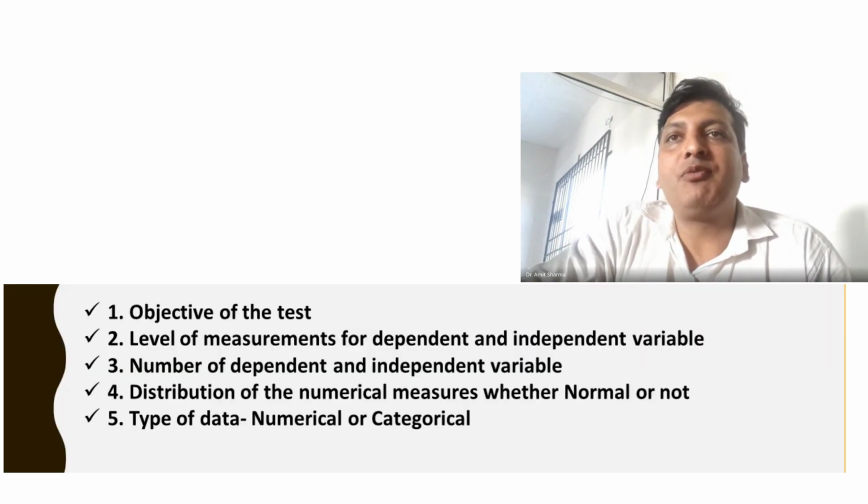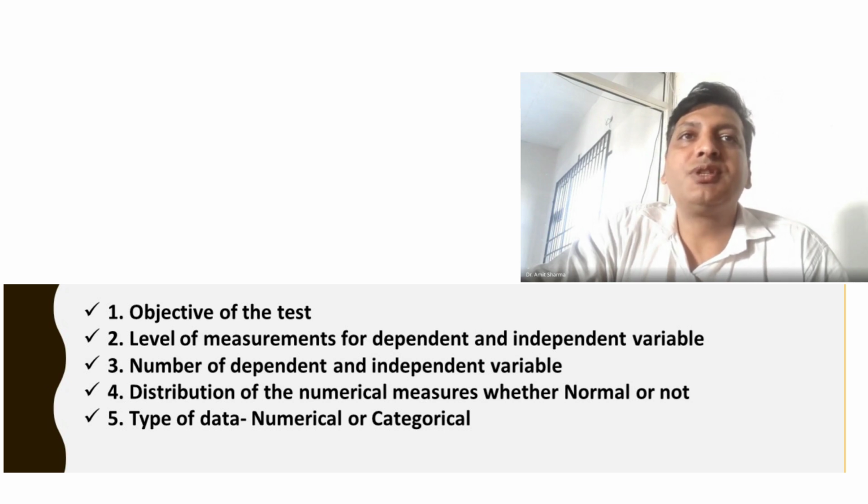Second is the level of measurement for the independent variable and the dependent variable. Here, about the level of measurement, I have made another video. If you don't have any idea what is meant by the level of measurement, it is whether the data is given in the form of nominal, ordinal, or scale. What is the measurement of those variables? If you know this, you can still choose the appropriate test for your research.